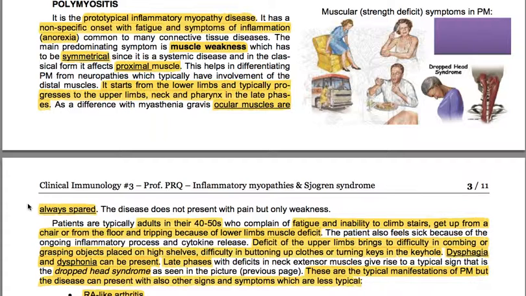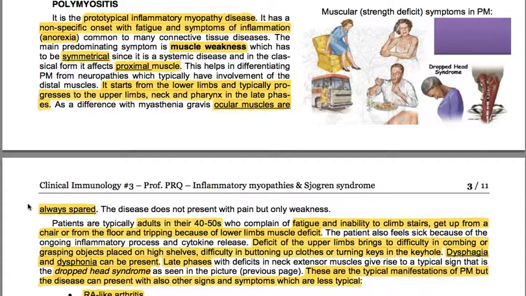It starts from the lower limbs and typically progresses to the upper limbs, neck and pharynx in the late phases. As a difference with myasthenia gravis, ocular muscles are always spared. The disease does not present with pain but only weakness. Patients are typically adults in their 40s-50s who complain of fatigue and inability to climb the stairs, get up from a chair or from the floor, and tripping because of lower limbs muscle deficit. The patient also feels sick because of the ongoing inflammatory process and cytokine release.